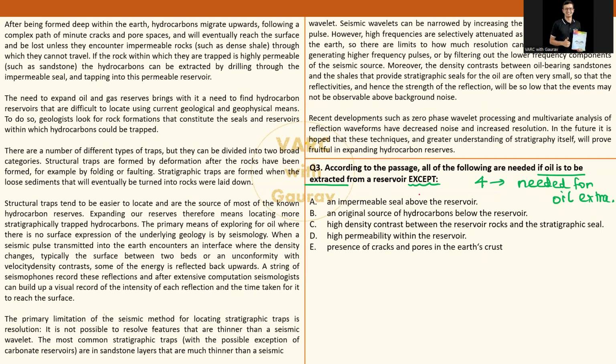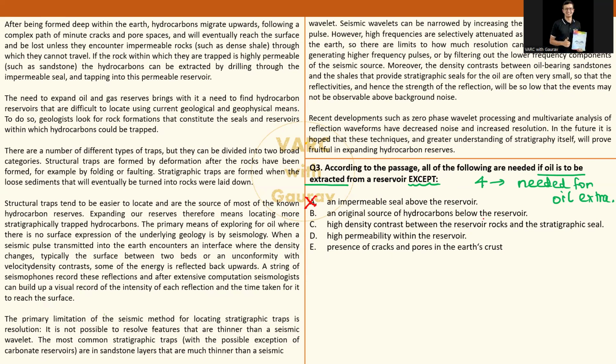Option A, an impermeable seal above the reservoir. Please refer to that diagram, red color. Yes, do we require this? Obviously, तभी तो जाके उस रेड के नीचे in the blue stone the oil will be trapped and we can extract it later on from there. Yes, A is needed, hence not the answer. B, an original source of hydrocarbons below the reservoir.